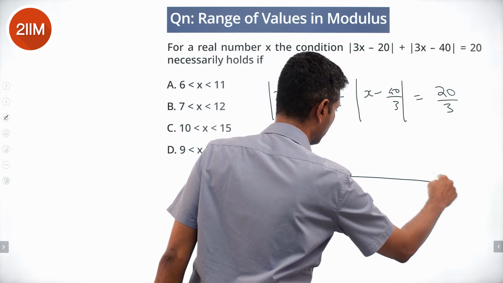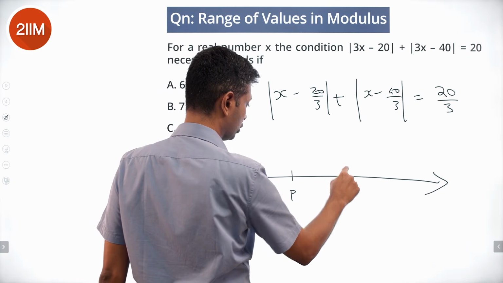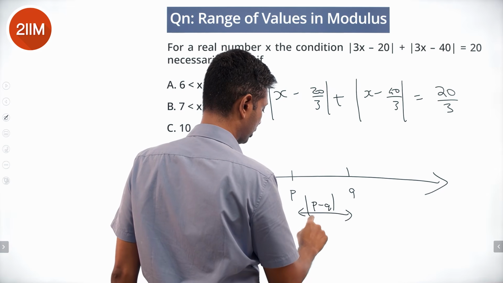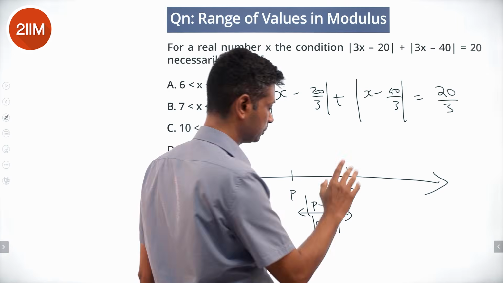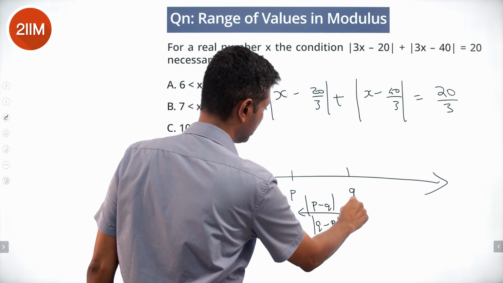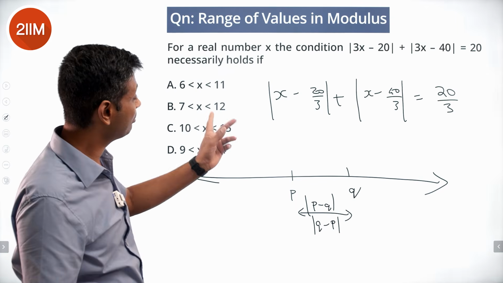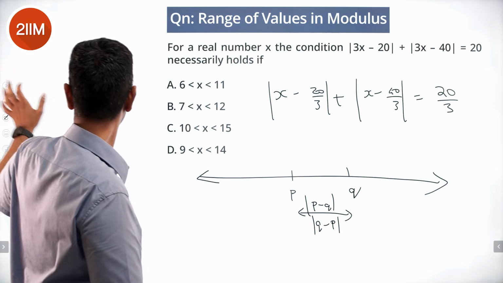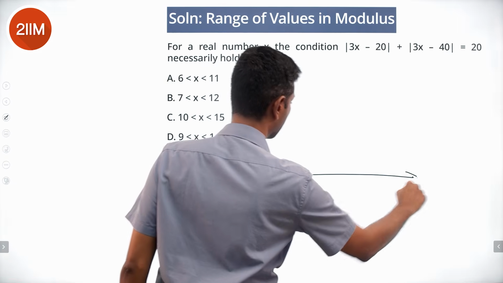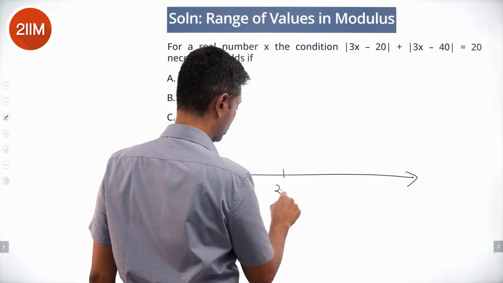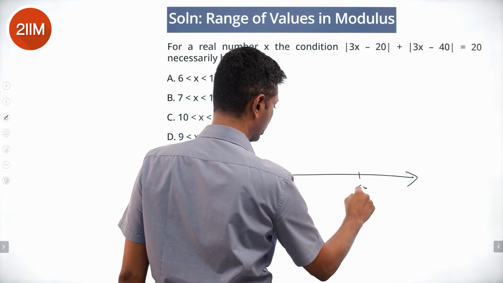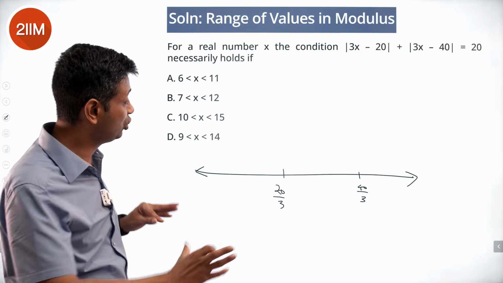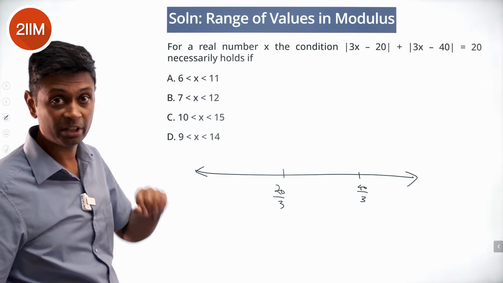We're dealing with x. We know that if you have 2 points P and Q, the distance between them is modulus of P minus Q, which is nothing but modulus of Q minus P. Now we have 20 by 3 and 40 by 3. The distance between them is 20 by 3. Let's think about this. I'm going to plonk 20 by 3 and 40 by 3 on the number line. Now x to this, x to that should add up to 20 by 3.